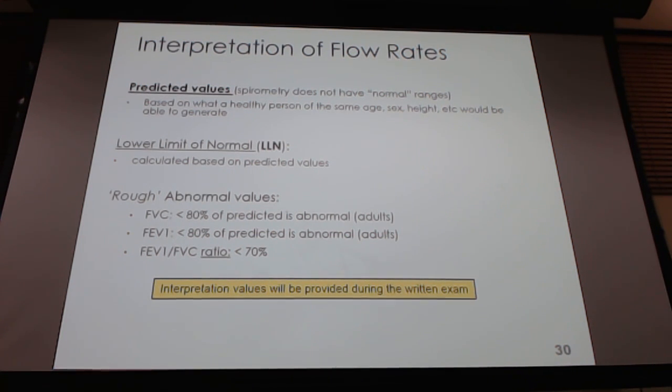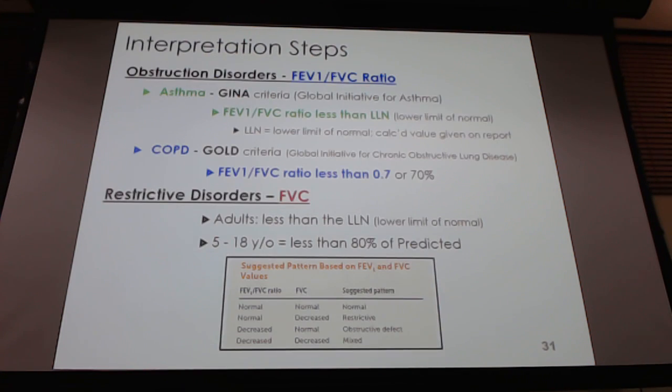We don't care too much about values being too high, like LFTs being too low. There's really not something we get too excited about when it's too high. So we're looking at things that are too low. Not enough volume, not enough flow. Alright, we got some rough abnormals here. Don't worry about those. Remember, interpretation values will be provided during the exam.